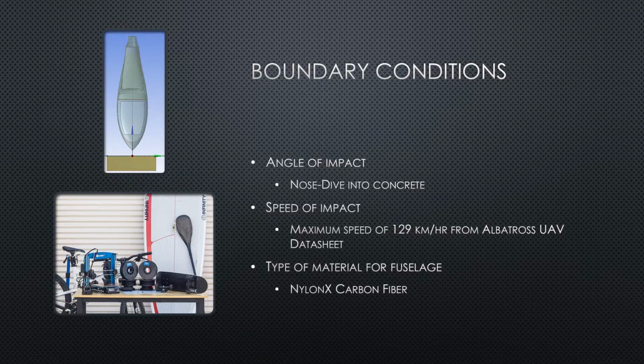As far as my speed of impact, from the datasheet on the Albatross UAV, it can reach a maximum of 129 kilometers per hour. And as mentioned before, the type of material that I will be using for the fuselage is nylon X carbon fiber.